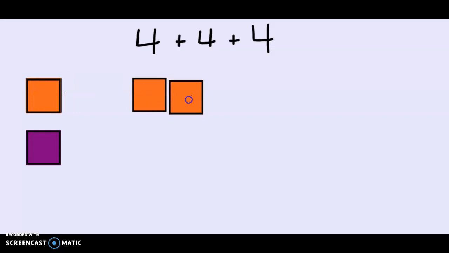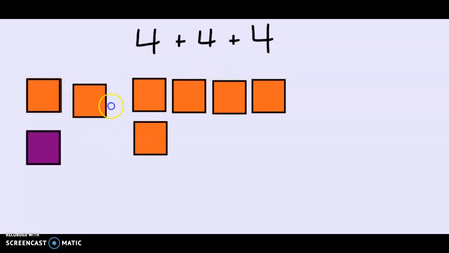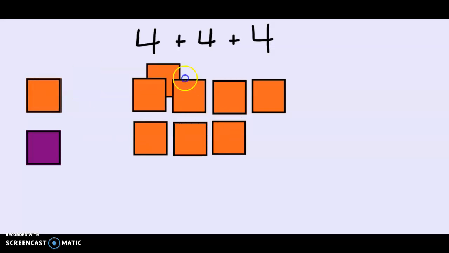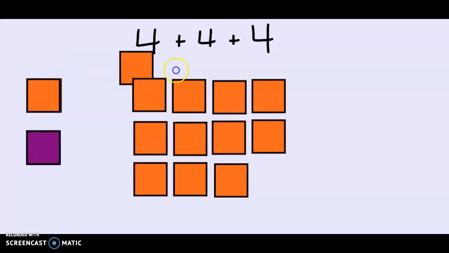So my first row will have 4 orange blocks. See how I'm putting them all in a nice, neat row? Then I have my second group of 4 blocks. And last is my third group of 4 blocks. Now I'm trying to make them as even as possible. Sometimes it's a little hard depending on if you have blocks or not.